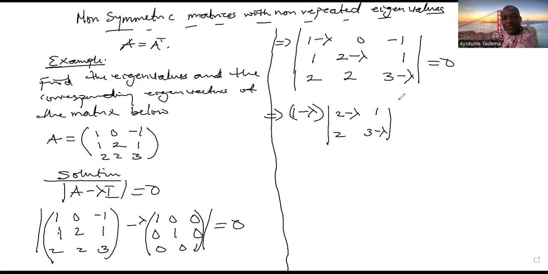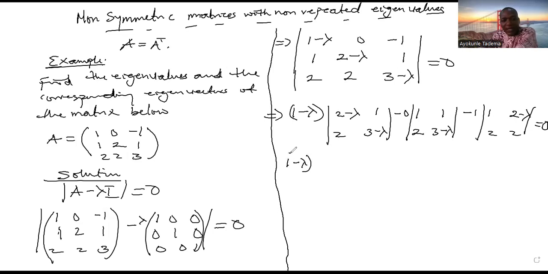Then minus 0, since anything multiplied by 0 is 0. For the last one, minus 1, you cover this and you have 1, 2 minus lambda, 2, 2. Everything is equal to 0. When you simplify this further, we have 1 minus lambda.